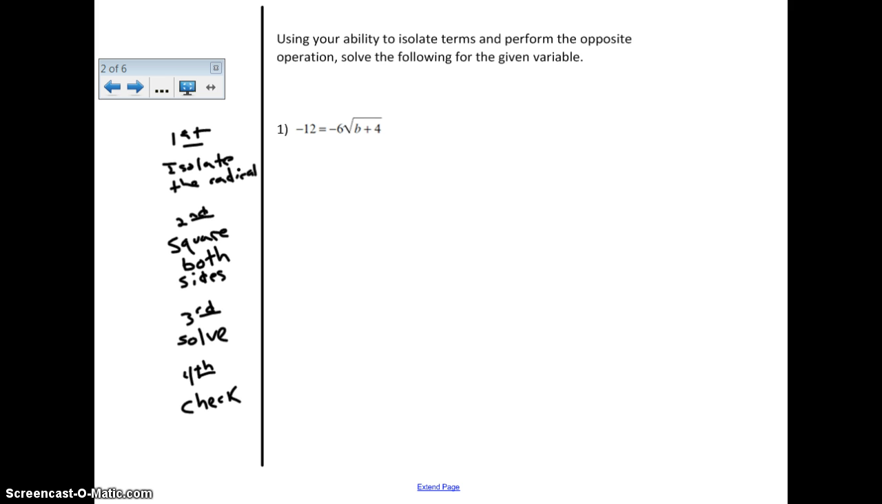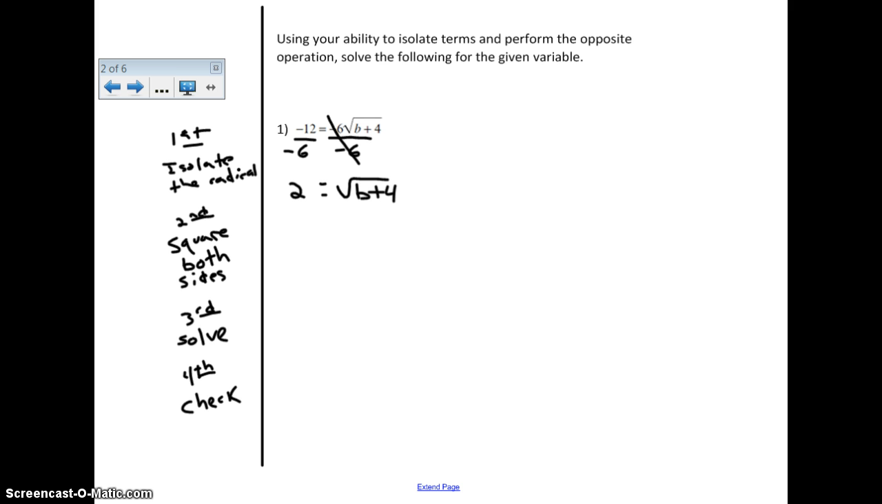And I added the steps over here to the left for your convenience. So first we're isolating the radical. In this case, we're going to divide both sides by -6, since that was multiplying the radical. So that cancels out on that side. -12 divided by -6 is +2. And now we have the square root of b plus 4.